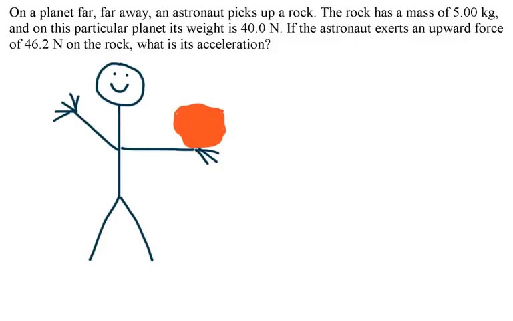In this example problem, we are on a planet far, far away, so dramatic, and an astronaut picks up a rock. This rock has a mass of 5 kilograms, and on this particular planet, its weight is 40 newtons. If the astronaut exerts an upward force of 46.2 newtons on the rock, what is its acceleration?